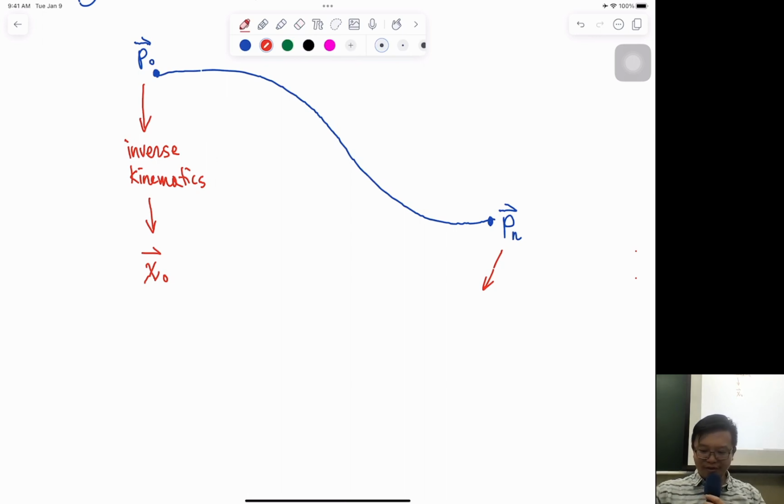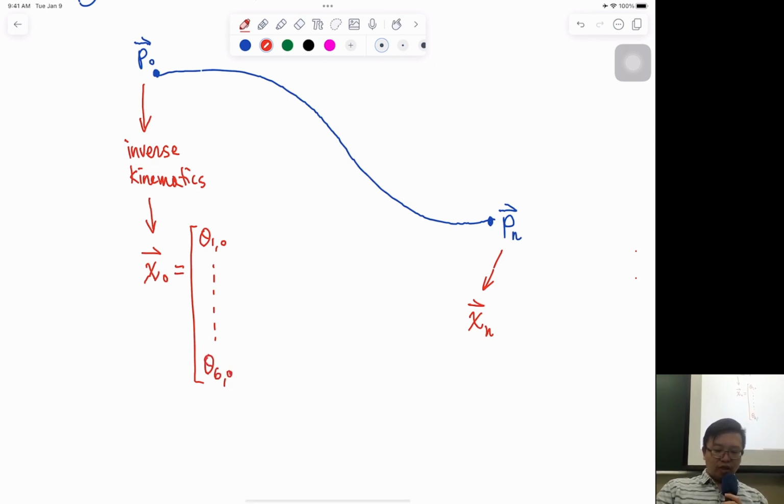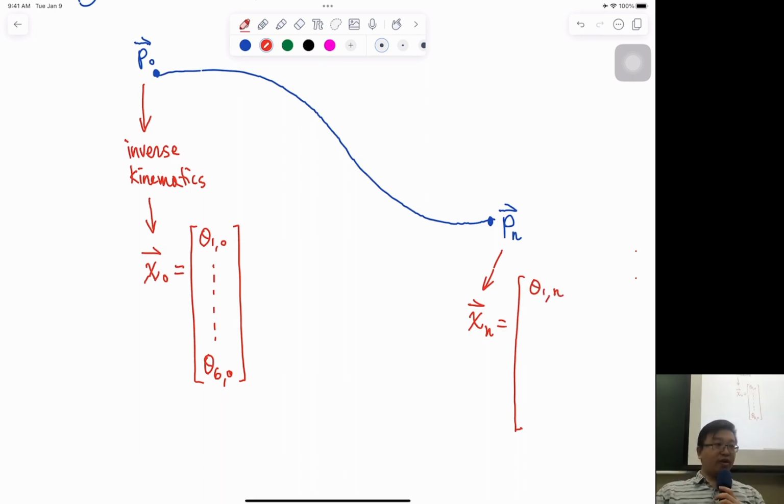Oh, okay. Sorry. Then you can do the same thing for xn, right? So what are the configurations? They are angles. So this is like theta 1 at configuration 0 until theta 6 for the 0th configuration. And this is like the theta 1 for the nth configuration. And this is the theta 6 for the nth configuration, right?